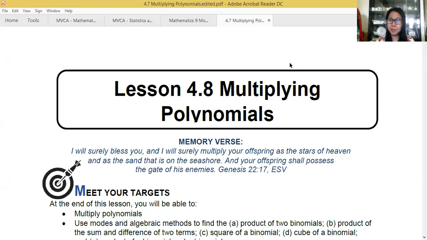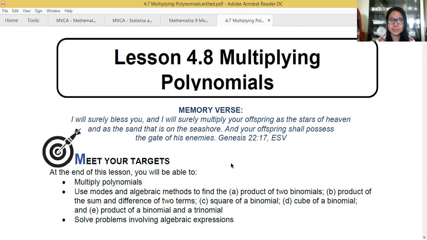Our lesson is about multiplying polynomials. And today's memory verse is found in Genesis 22, verse 17. It says, I will surely bless you, and I will surely multiply your offspring as the stars of heaven, and as the sand that is on the seashore. And your offspring shall possess the gate of his enemies. At the end of this class, you'll be able to multiply polynomials.